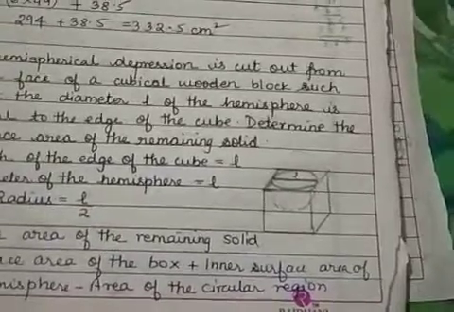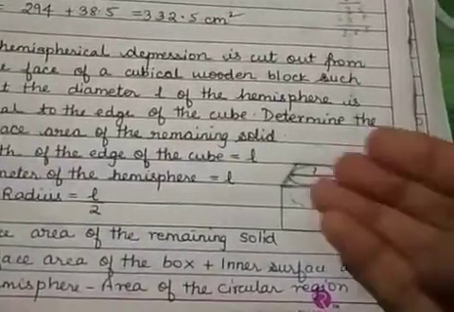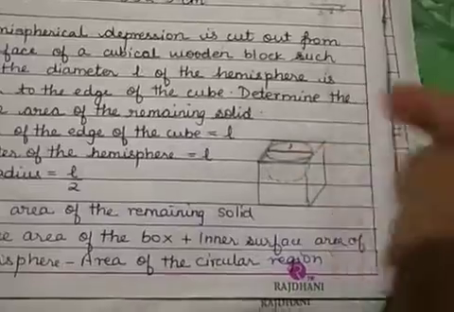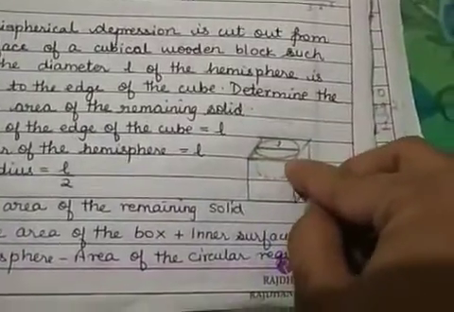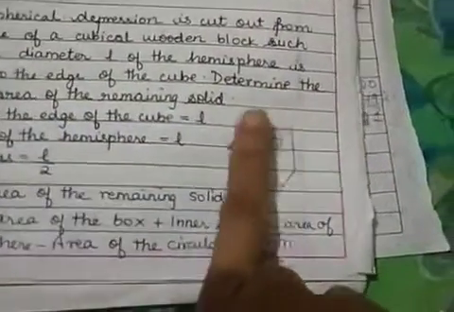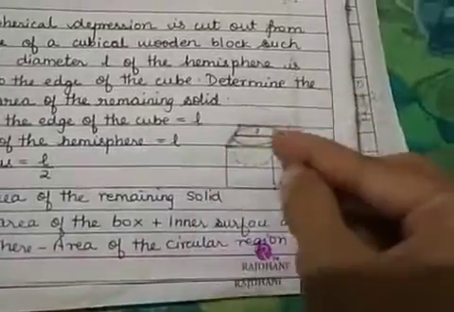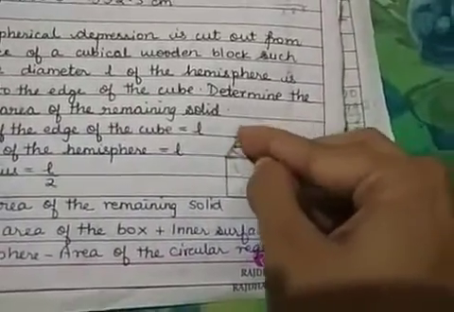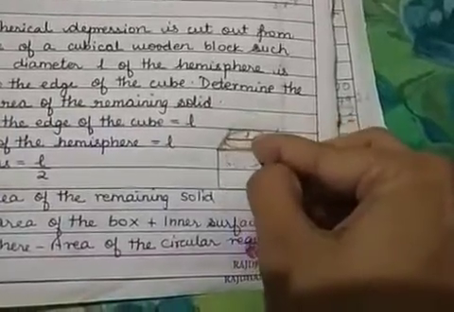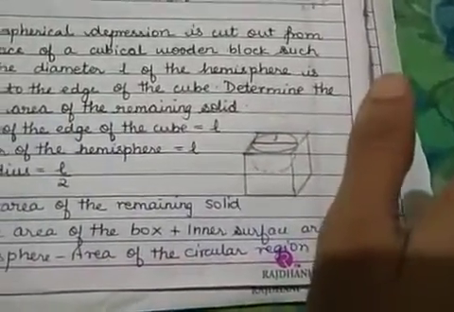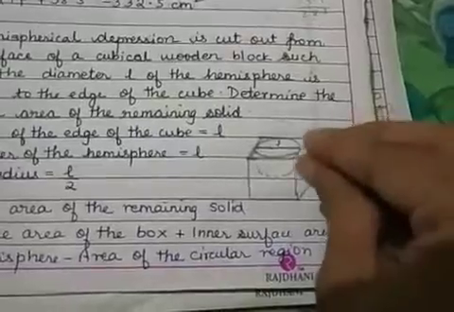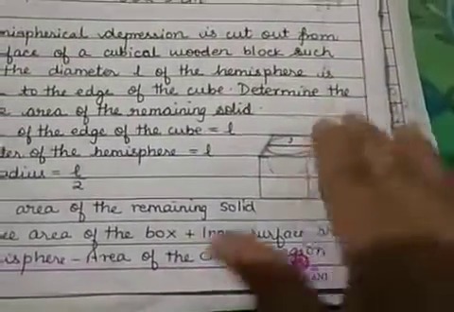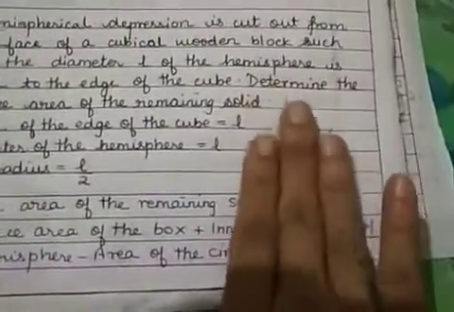Now you have found the inner surface area. But since this is the extra thing that you have taken, you don't need the entire surface here. You only need the circular region over here. So again I am going to tell you, here you need the surface area of the remaining solid, correct? So we have taken the surface area of the entire block.